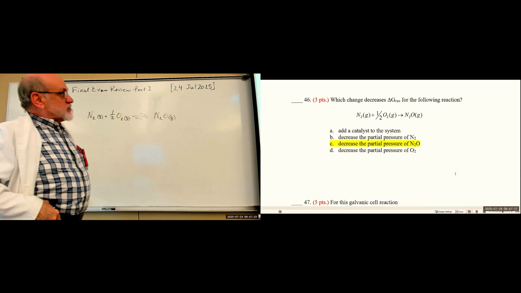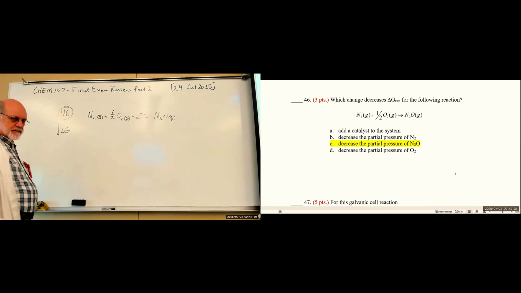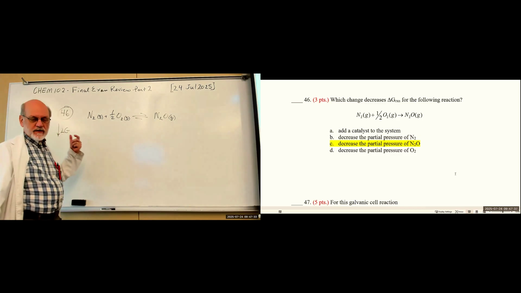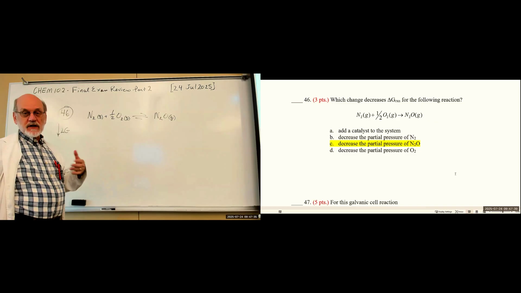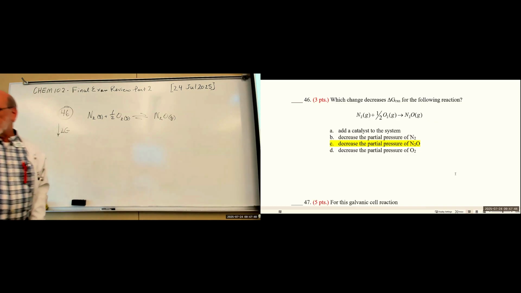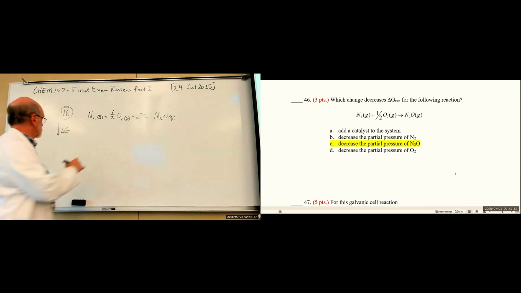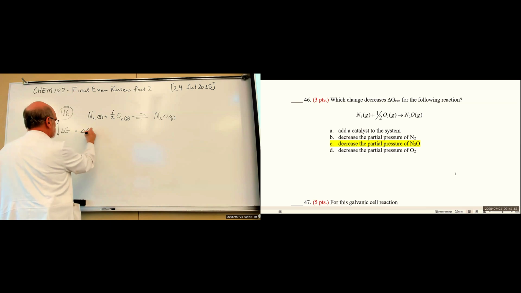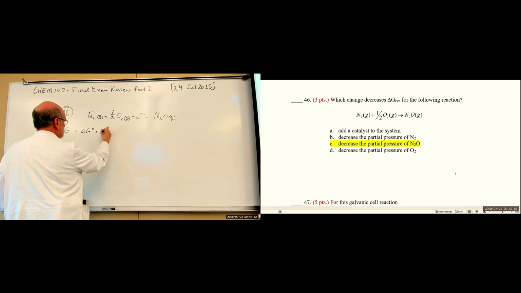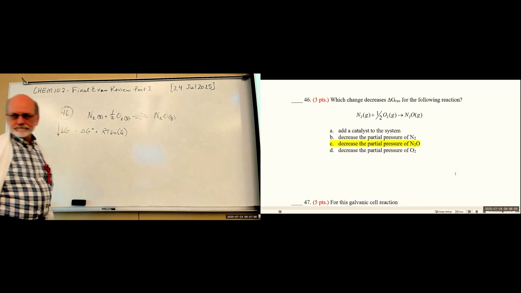Okay. Which change decreases delta G for the reaction? We want to decrease delta G. And if you don't write a 0 in there, that's delta G under whatever conditions are available. Well, we know that the expression for that calculation would be delta G equals delta G0 plus RT log Q, correct?